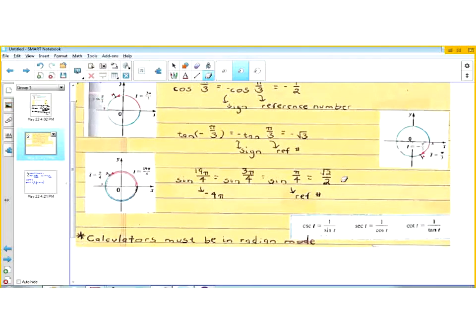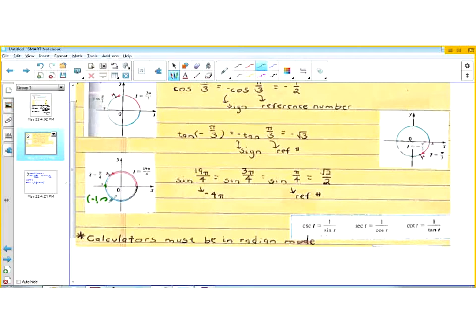Okay, so now let's go with 19 pi over 4. We're going to calculate the sine of 19 pi over 4. So 19 pi over 4 is almost 5 laps around. It's very close to 20 pi over 4, right? So 20 pi over 4 is 5 pi, and so 5 pi, odd multiples of pi, have terminal points at (-1, 0).